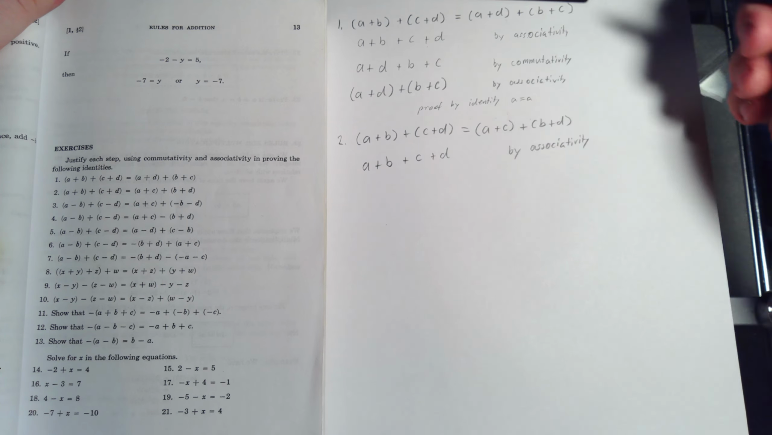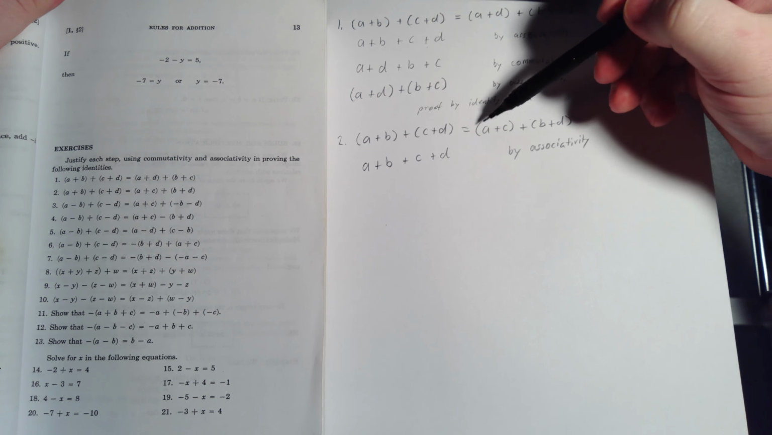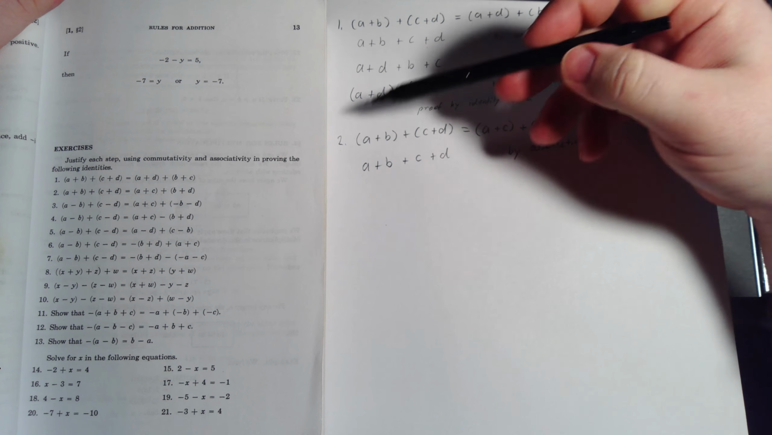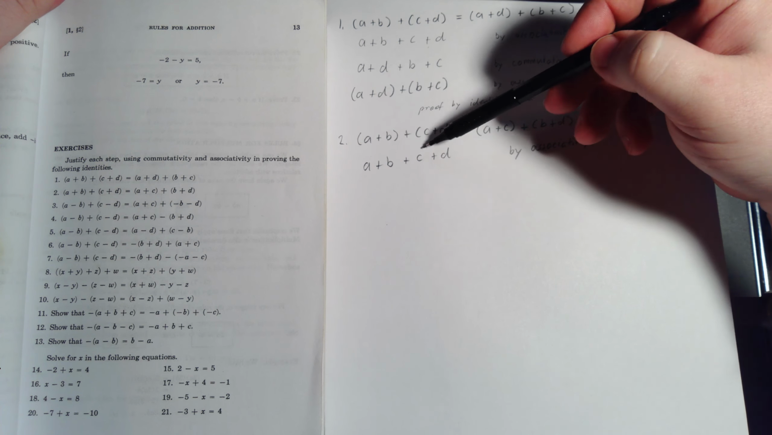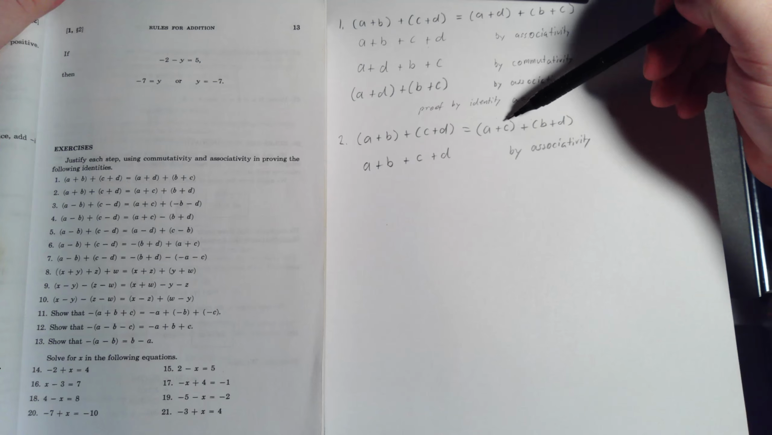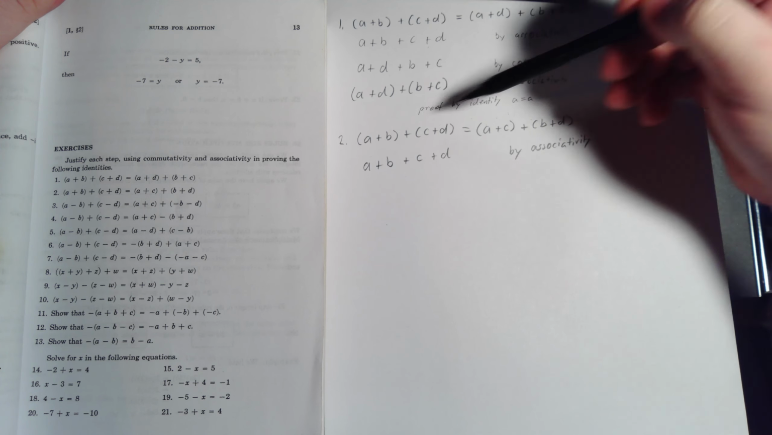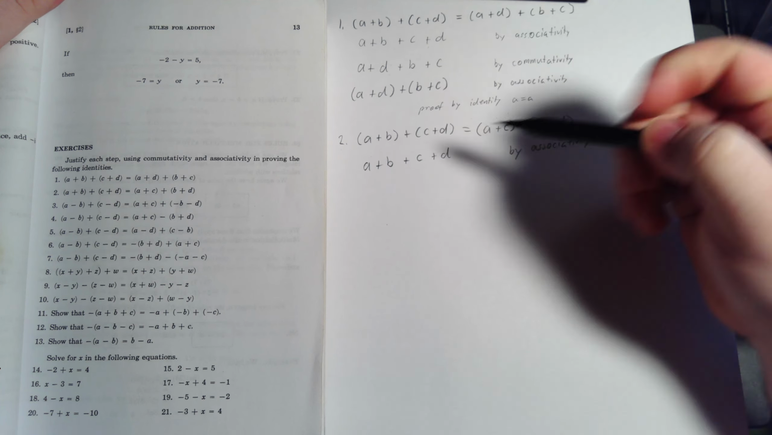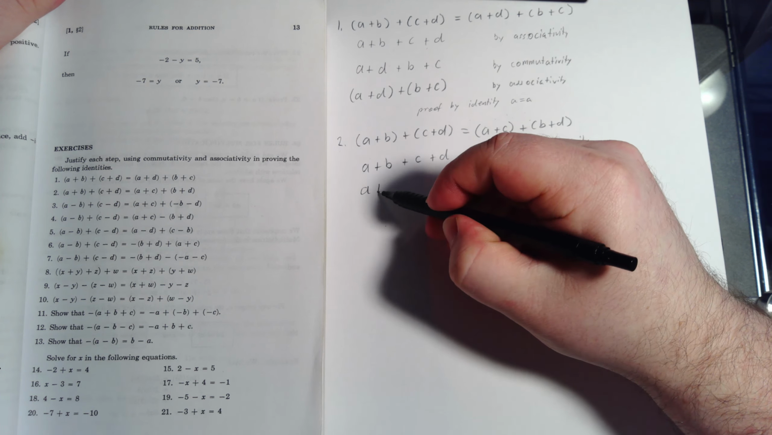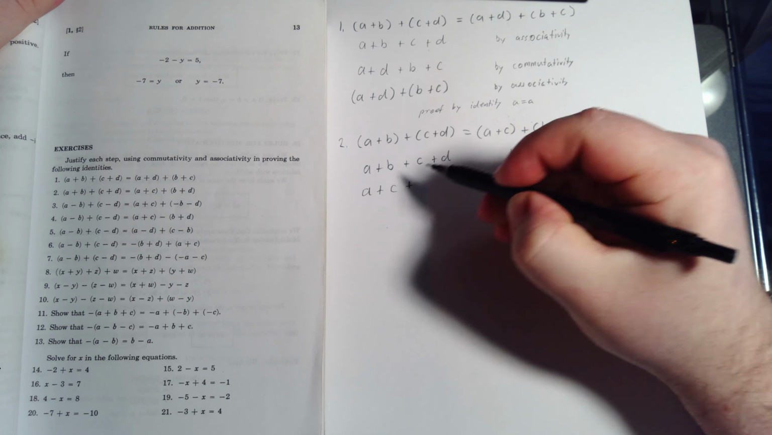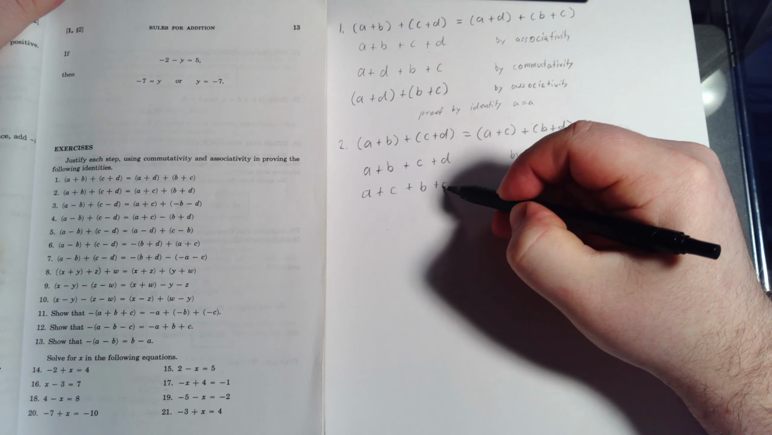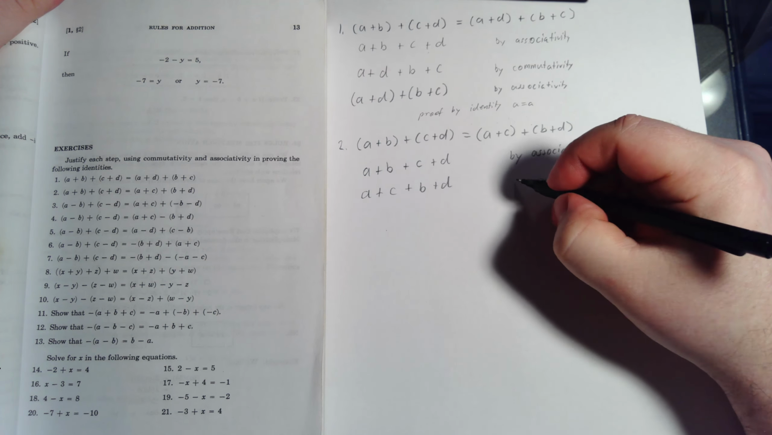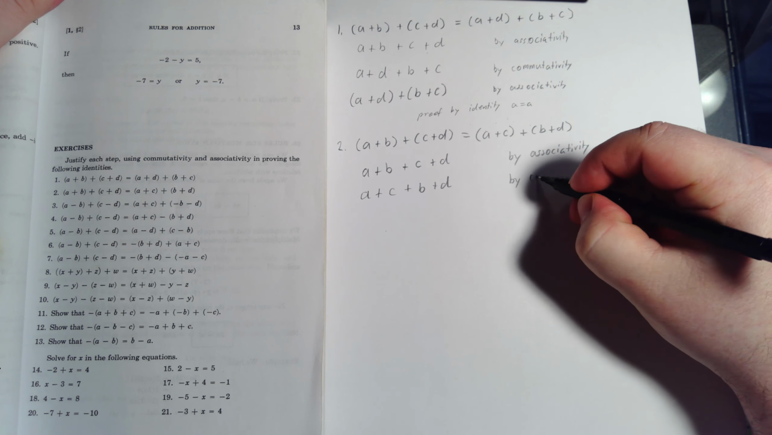Okay. And then let's look at the ordering. We have A, C, B, D, and in this case, we have A, B, C, D. So it looks like all we have to do is swap C and B in this circumstance. So let's do that. A plus C plus B plus D. And we got there by commutativity.